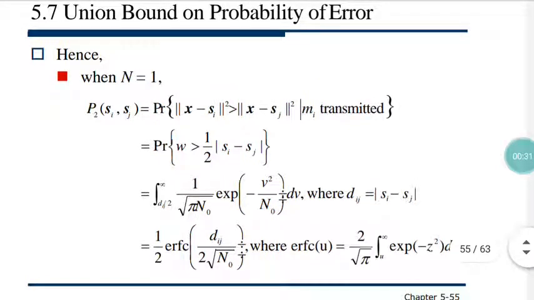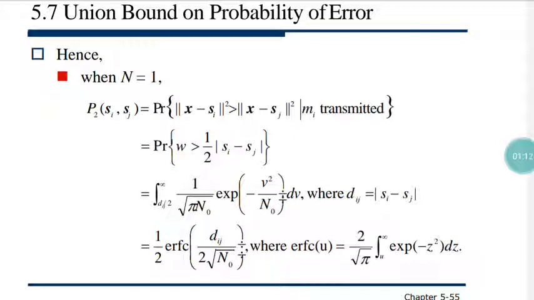You know that P2 equals the probability that W is greater than half of |Si − Sj|, and therefore the integral from dij/2 to infinity of 1/√(π n0) e^(−v²/n0) dv, where dij equals |Si − Sj|. Therefore it is half of ERFC. I told you in the last class where we calculated the Q function, and how the Q function is measured for the integral value of that Gaussian impulse.